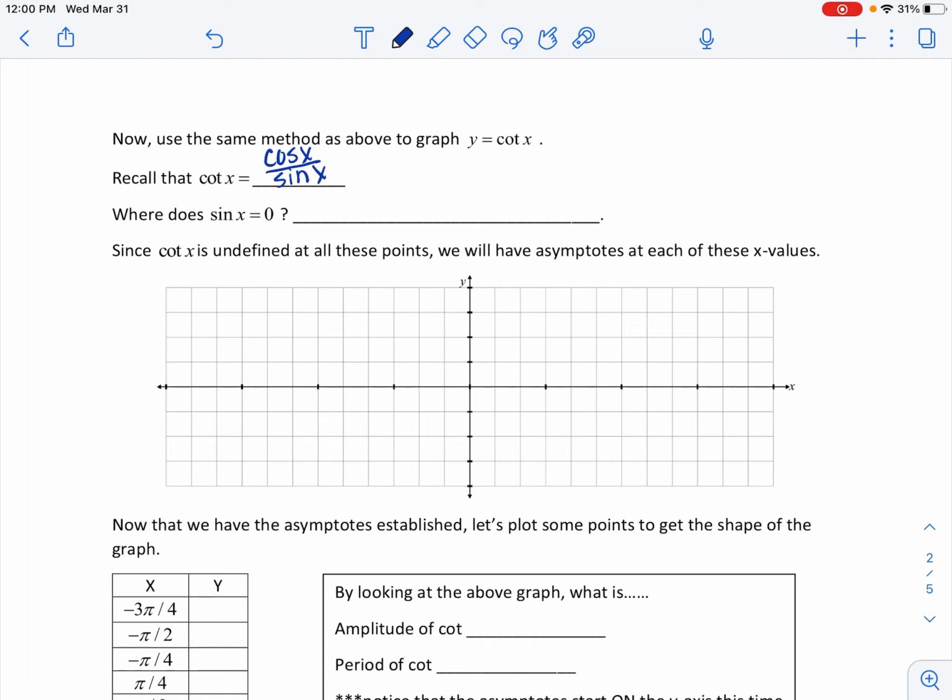And again, you guys, here we run into that problem with, oh my gosh, there's a denominator. We're going to have undefined things. That means we're going to have asymptotes. So we need to find out where this sine of x equals 0 so that we can find its asymptotes. Now, you guys, where does sine equal 0?